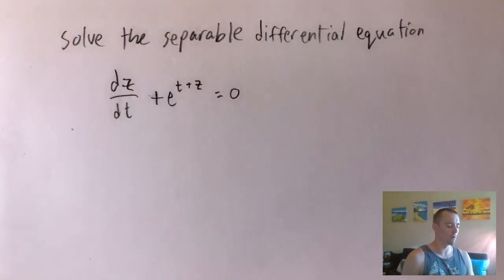Today I'm going to be showing you how to solve this problem here. We're going to solve the separable differential equation dz dt plus e to the t plus z equals 0.